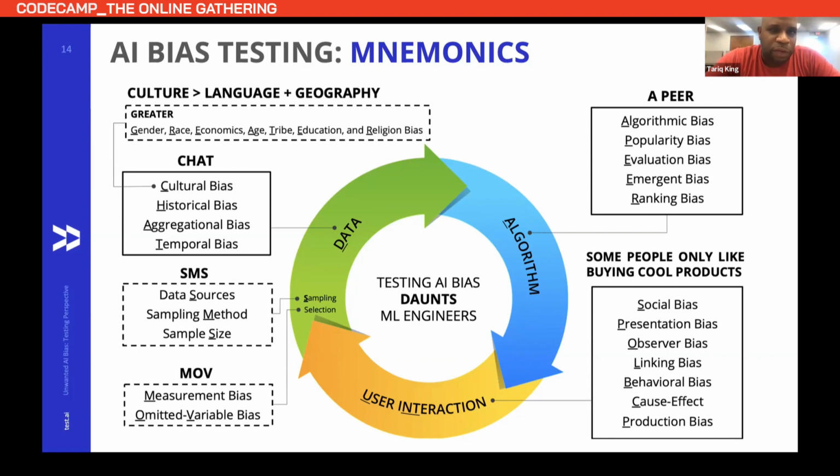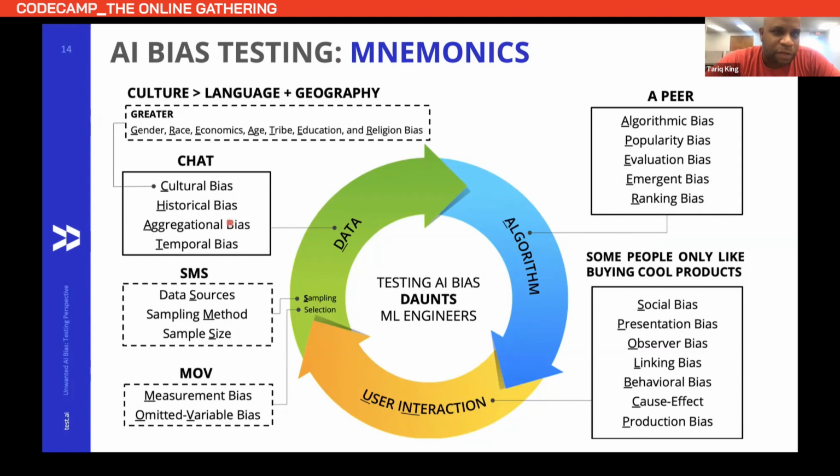biases. It starts in the middle here, where I talk about this being a daunting task. So here, AI and testing help us remember the bias circle: data, algorithms, and user interaction. Then you have, as part of this, selection and sampling, which I separate out. The whole thing here is that testing AI daunts machine learning engineers or data scientists, because this is a gargantuan task.